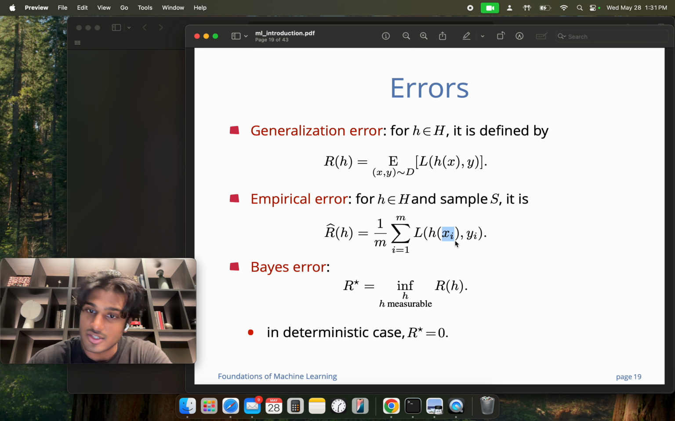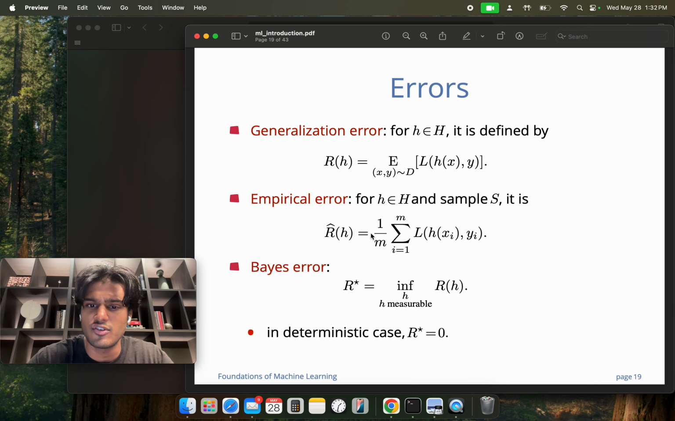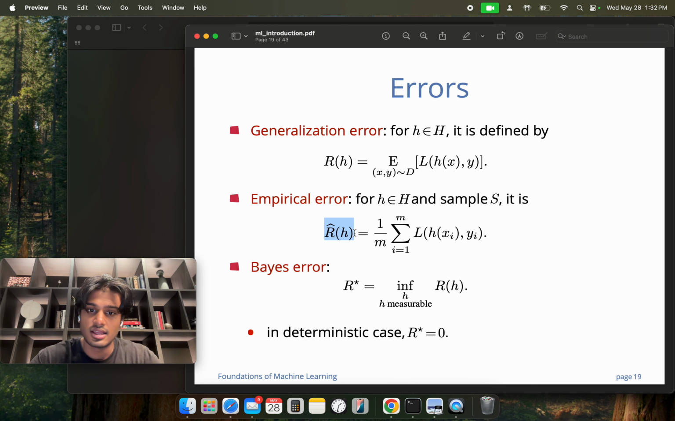You take the x_i, which was given to you, you take the hypothesis, put it in there, it returns some y_i hat, and you compare it to y_i, and you see the loss, and then you take the average of them. If you have a lot of samples, you can convince yourself that R hat can be used to estimate the risk, because the law of large numbers says that if you keep sampling, you will converge to the actual mean.